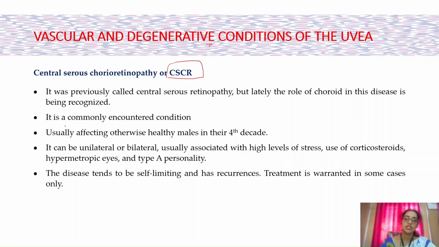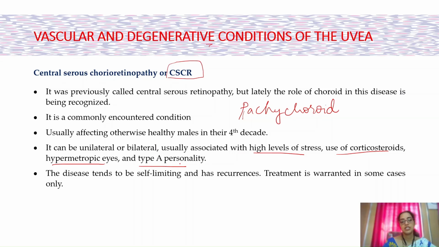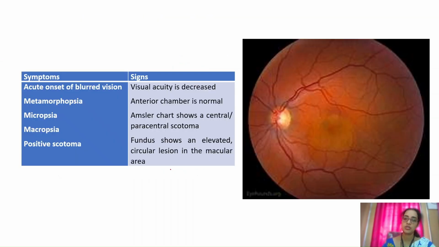It is a commonly encountered condition, and we see this more commonly in males. Usually a unilateral condition, can be bilateral. It belongs to a group of conditions known as pachychoroid. Pachy means thick, and it is the part of the choroid that becomes thick and causes a lot of manifestations in the retina. So usually associated with high levels of stress, use of corticosteroids, smaller hypermetropic eyes, and type A personality. The disease tends to be self-limiting but has recurrences, and treatment is warranted in some cases.